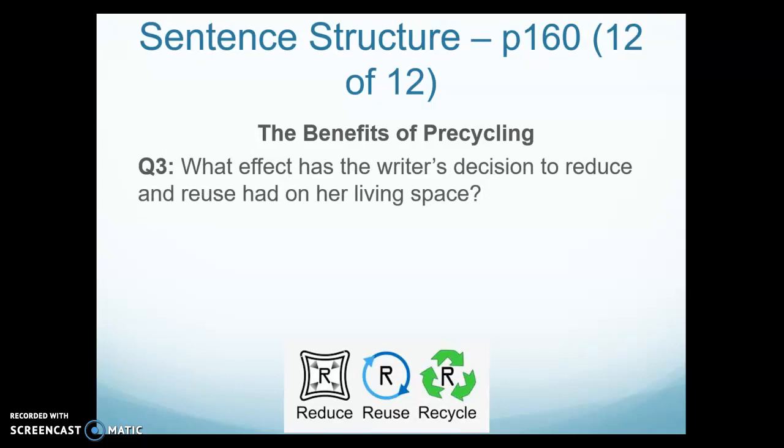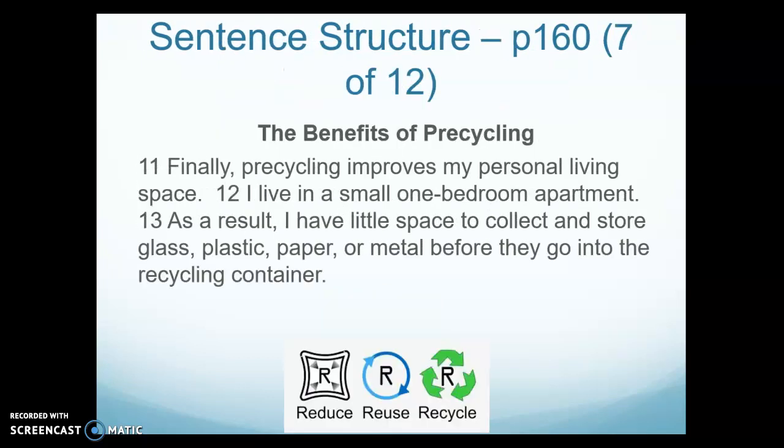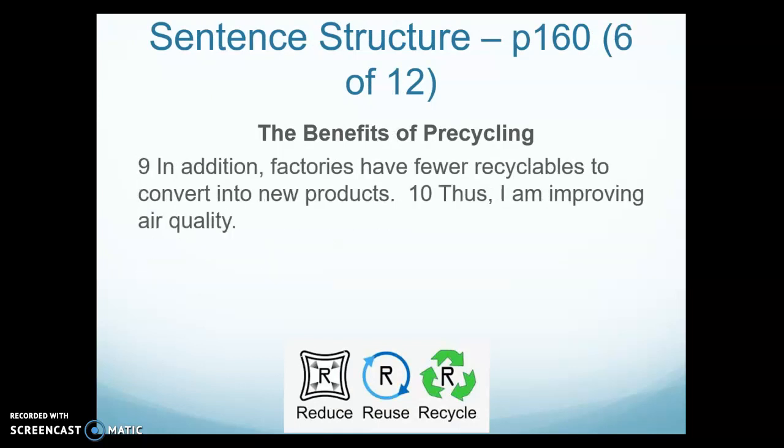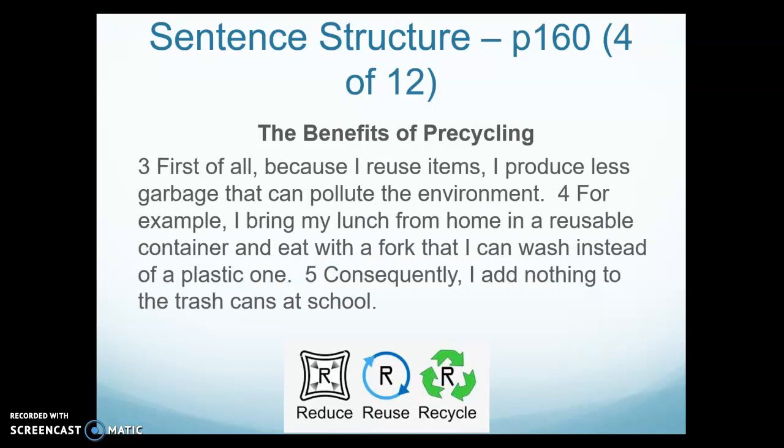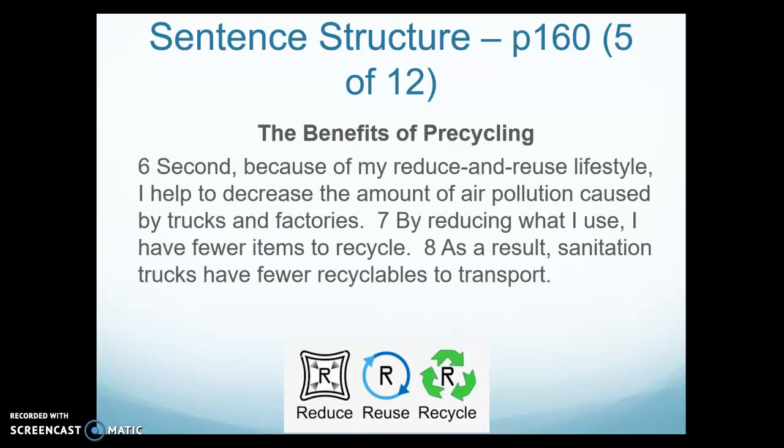What effect has the writer's decision made to reduce and reuse had on our living space? So let's take a look here. Go back to the paragraph, and we'll take a look. Let's just go back and we'll just look through this. She reuses items, so she produces less garbage, brings her lunch in a reusable container. She's adding nothing to the trash cans. Decreases the amount of air pollution, that's a benefit.